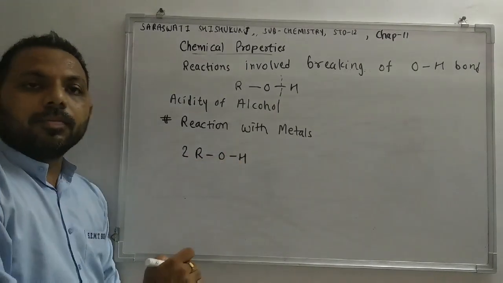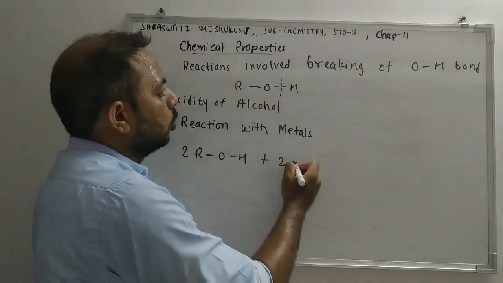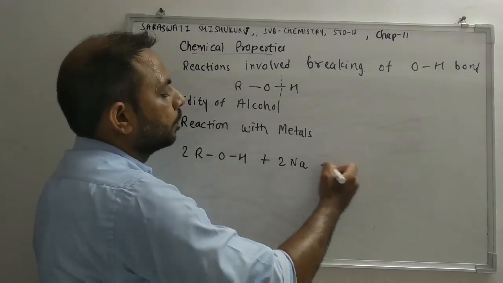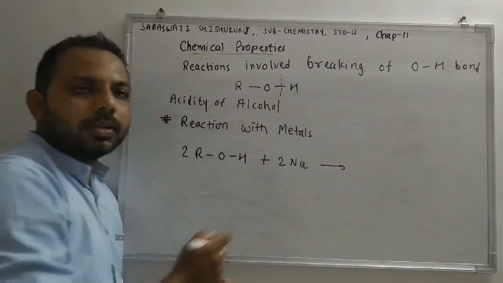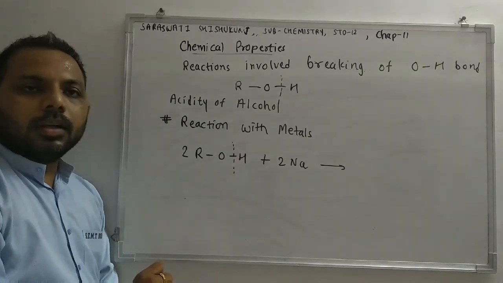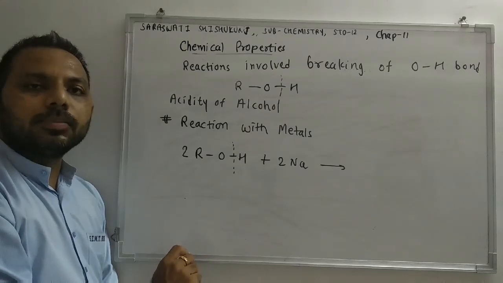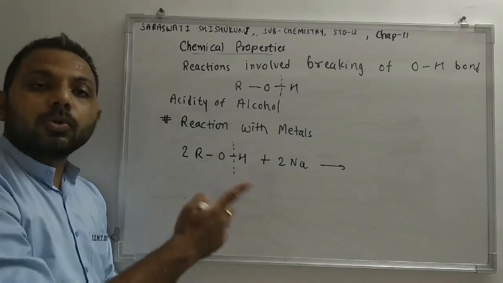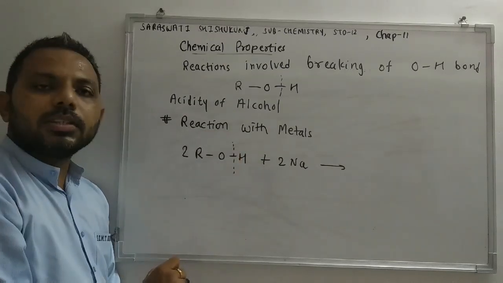Okay. We have taken 2 moles of alcohol. It reacts with 2 moles of sodium. Now we are talking about breaking of the OH bond. So this bond is broken. Whenever this bond is broken, hydrogen is removed, or we can say that a proton is getting released. So here this bond is broken, so hydrogen is released.